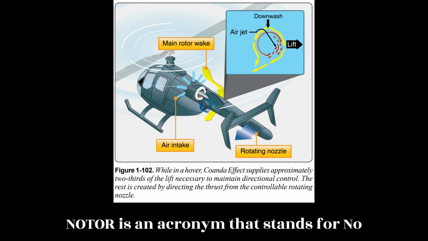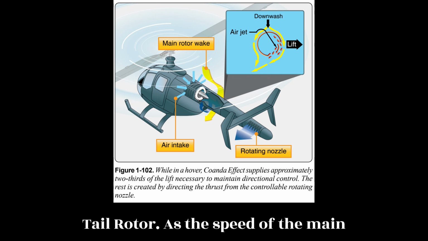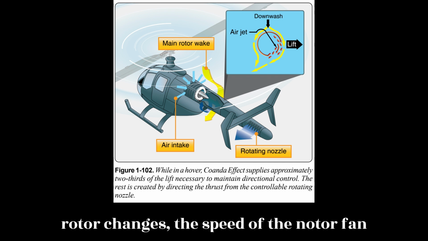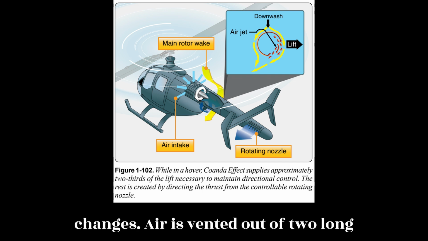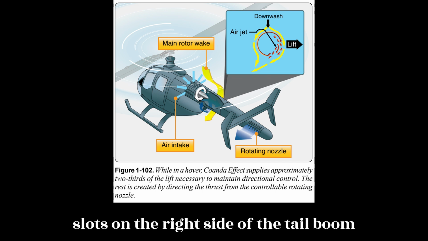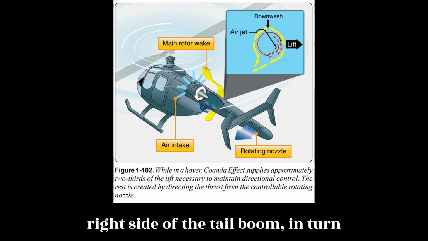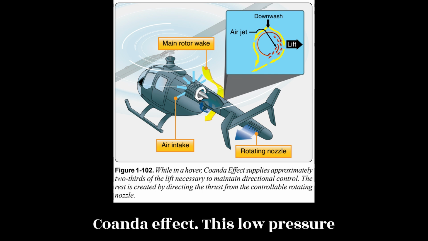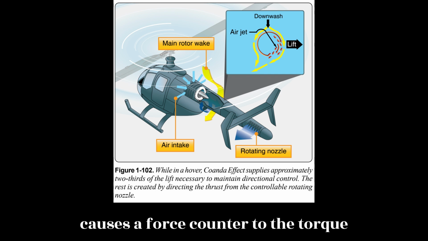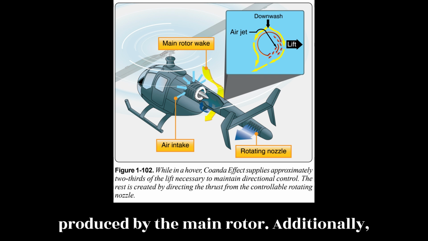NOTR is an acronym that stands for No Tail Rotor. As the speed of the main rotor changes, the speed of the NOTR fan changes. Air is vented out of two long slots on the right side of the tail boom, entraining main rotor wash to hug the right side of the tail boom, in turn causing laminar flow and a low pressure Coanda effect. This low pressure causes a force counter to the torque produced by the main rotor.